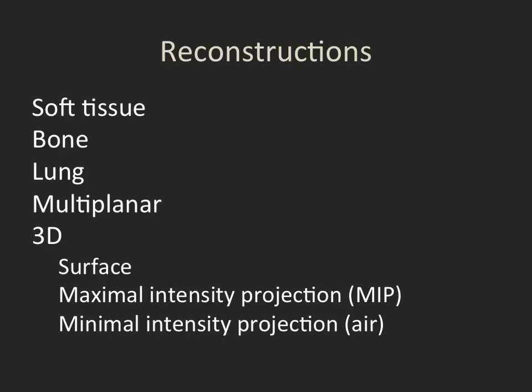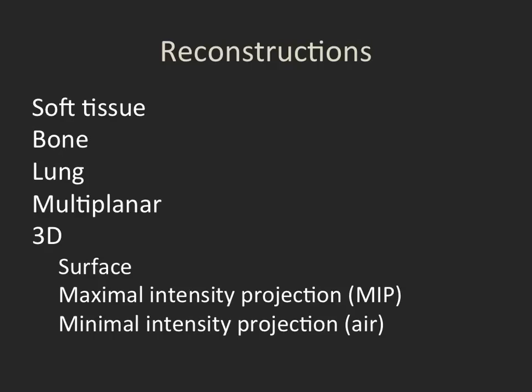With reconstructions, the technologist takes the raw data and can reconstruct it in different ways to optimally show different tissues, such as a soft tissue reconstruction, a bone reconstruction, a lung reconstruction, and various multiplanar reconstructions, not only the typically displayed sagittal and coronal images, but also many oblique planes. And then there are a variety of different 3D reconstructions depending on what information is sought.